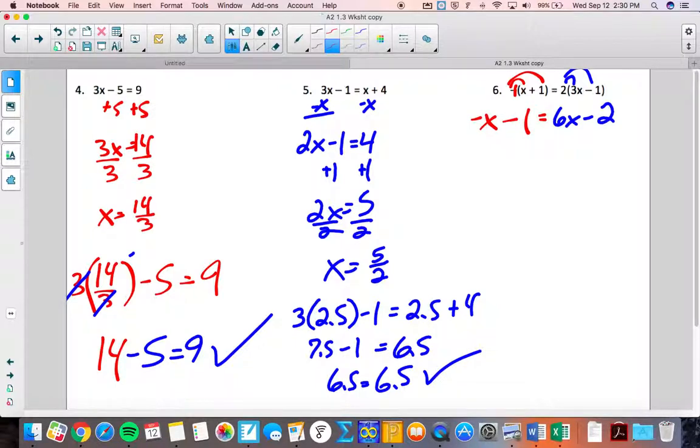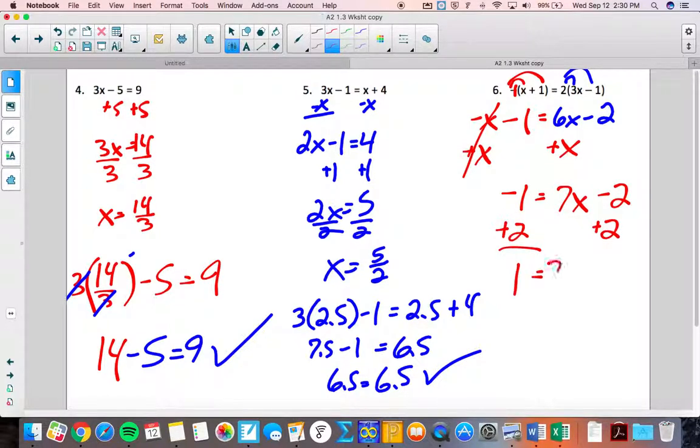Okay, now that we've distributed and there's nothing to combine on either side, now we can get x to one side. So to undo a -1x, I will add a positive 1x. And what I do to one side, gotta do to the other. So we get -1 equals 7x minus 2. So now we add 2. So I'm getting x equals 1/7. So I'll check that now.